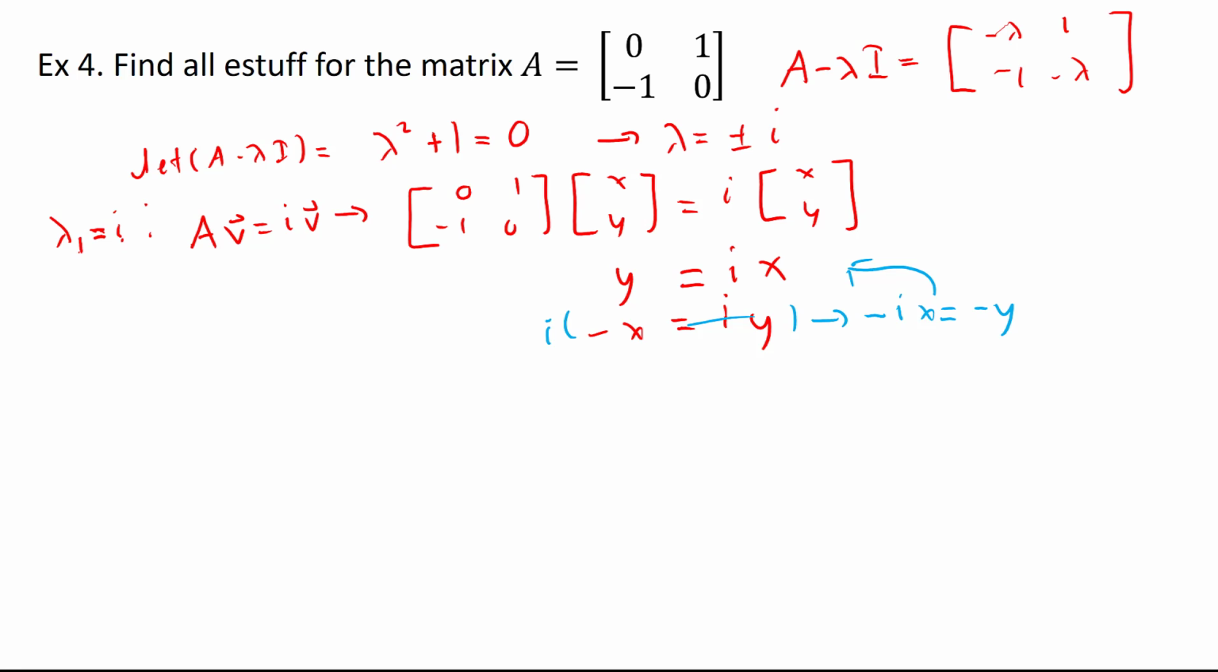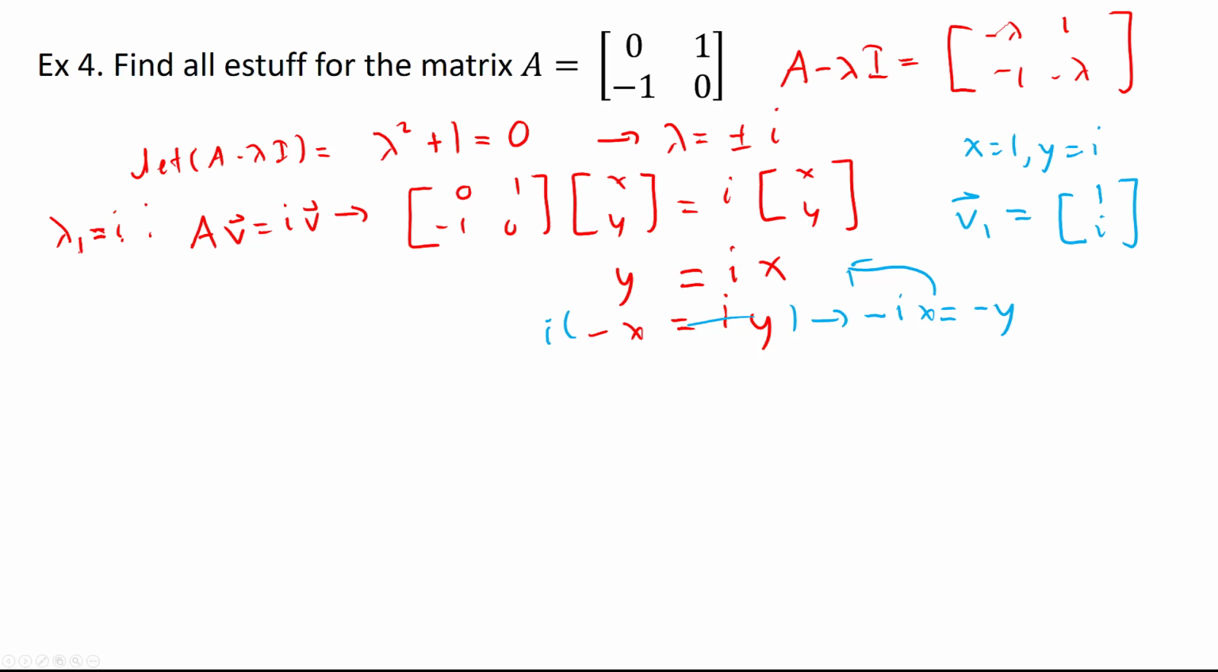To find a corresponding eigenvector, the easiest thing to do here is just to set x equal to 1, in which case y would have to be i. And so a representative eigenvector corresponding to lambda 1 would then simply be the vector (1, i). And of course, any non-zero multiple of v1 would also be an eigenvector for lambda 1.